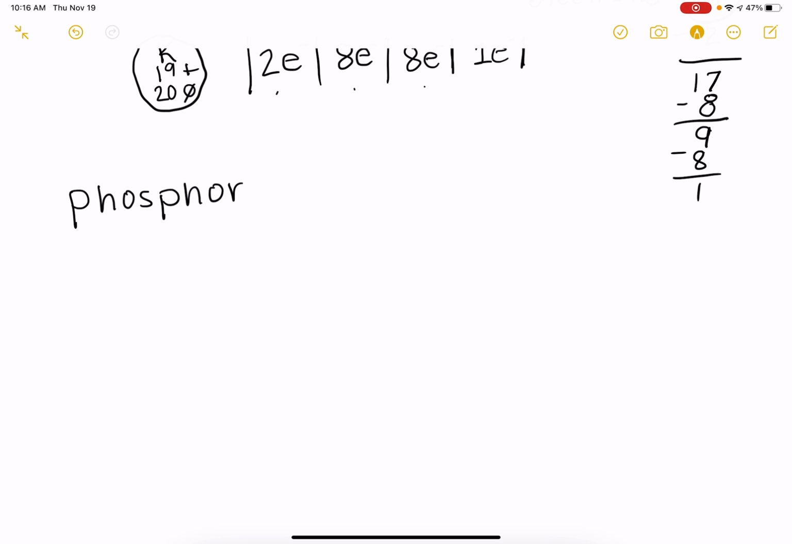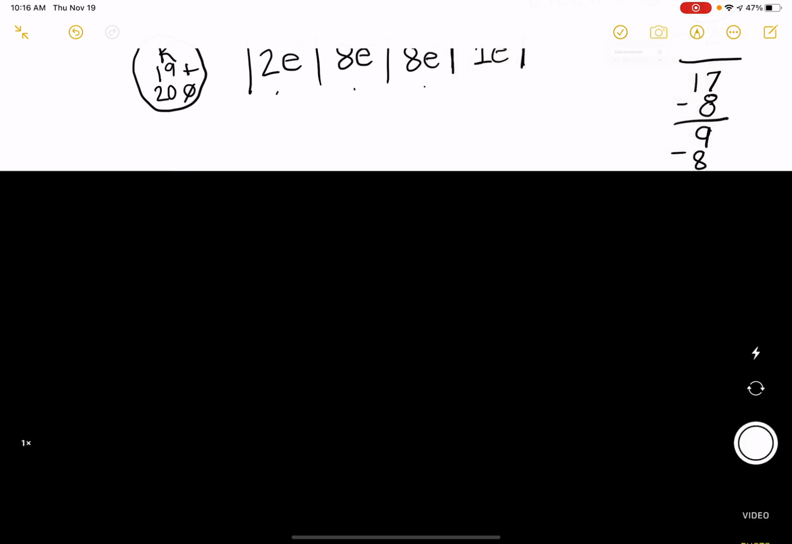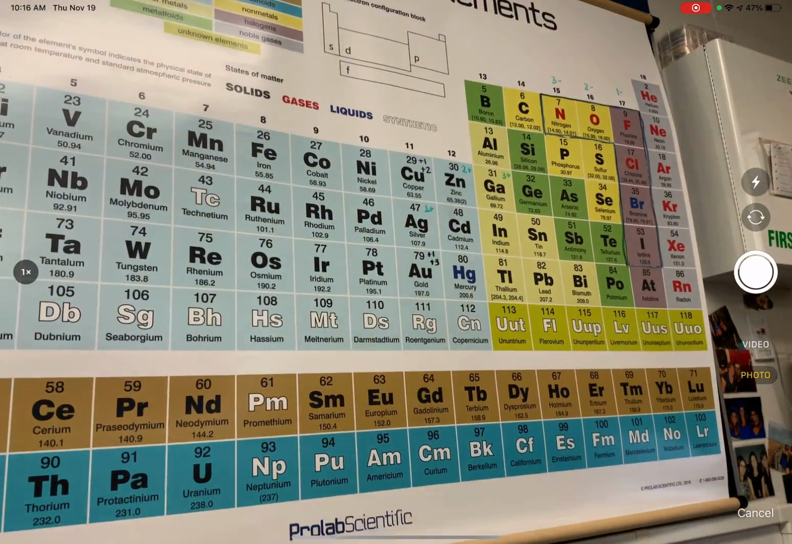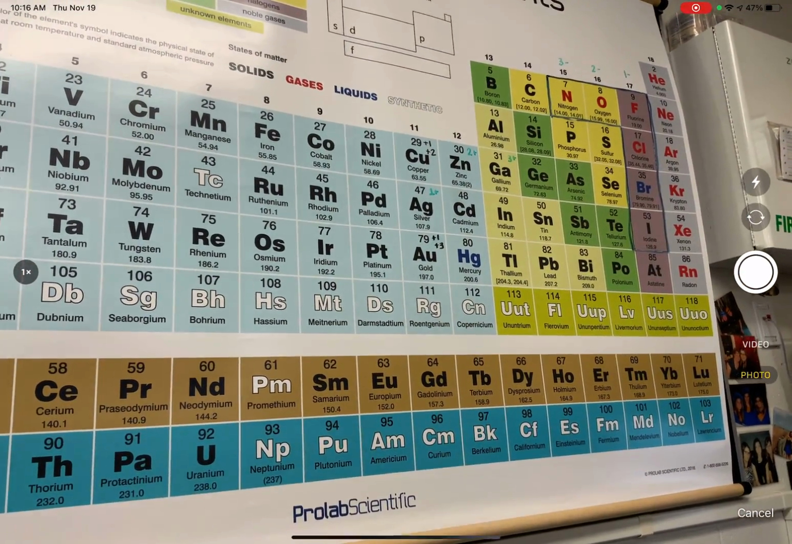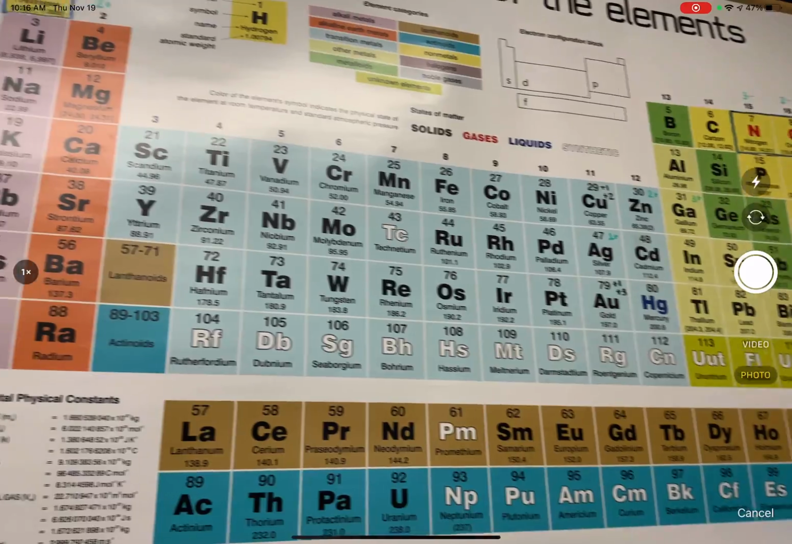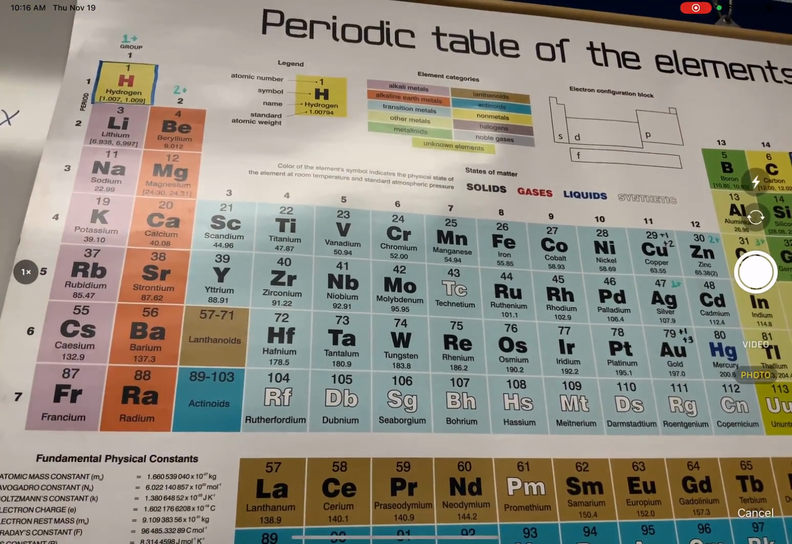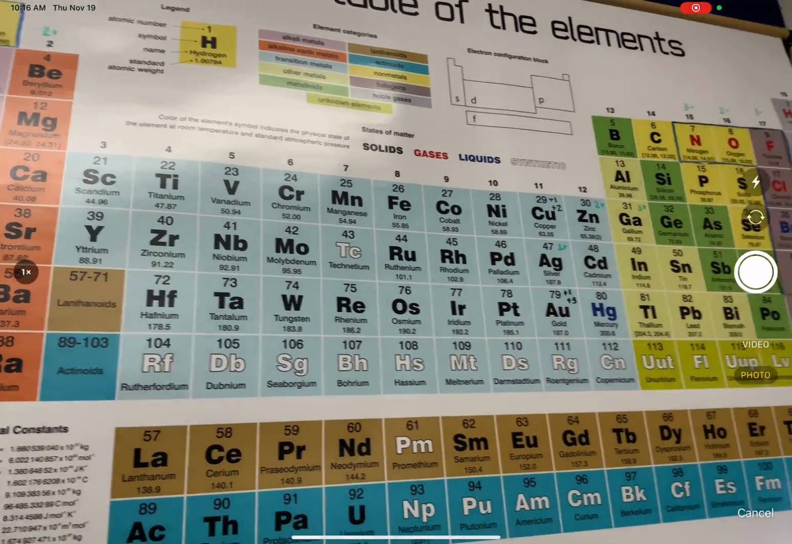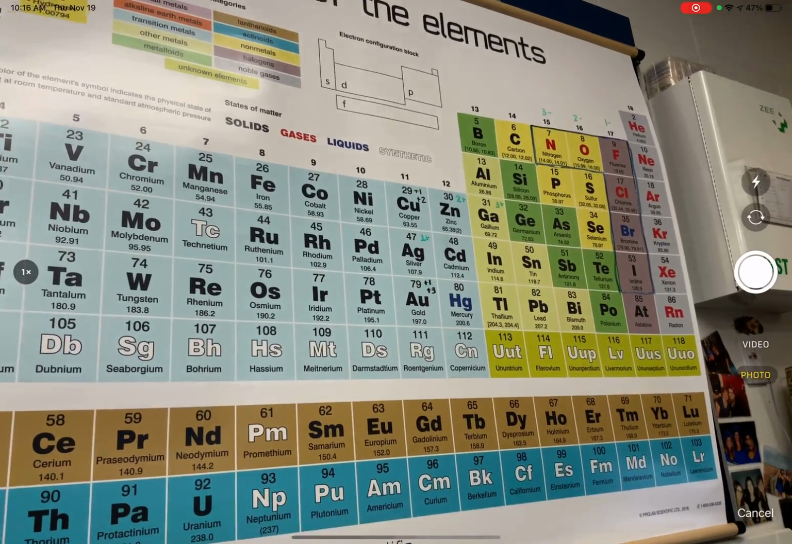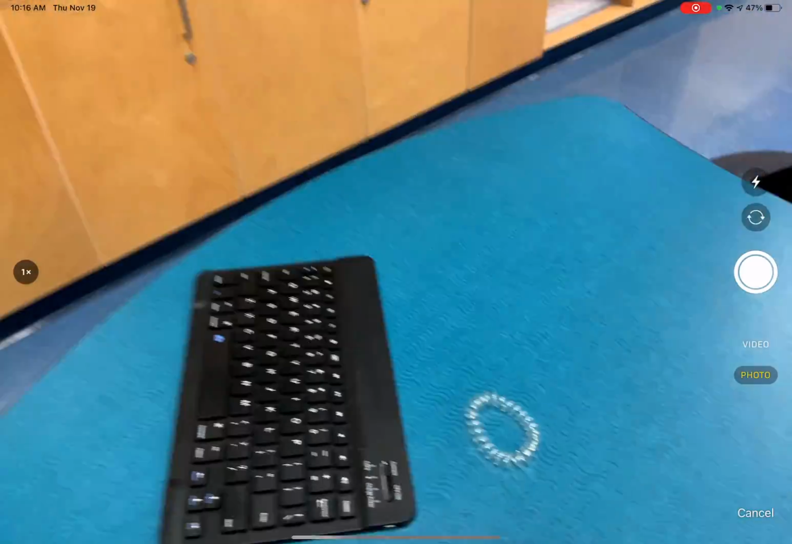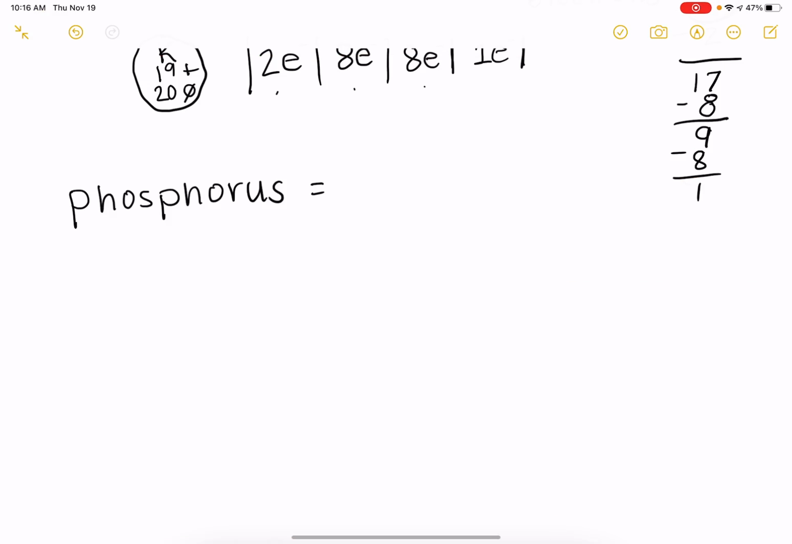And we're going to do the simplified of this as well. So if we look at the periodic table for phosphorus, phosphorus is number 15. If we look at how far down it is, it's in, I believe, the 3rd row down. 1, 2, 3. So that means it has 3 shells. Number 15 with 3 shells.